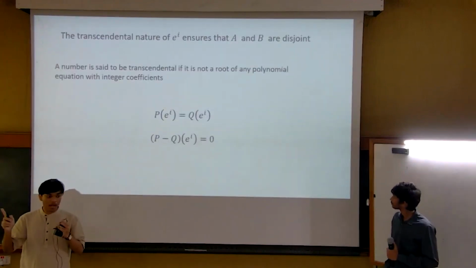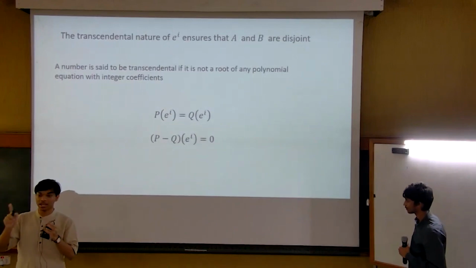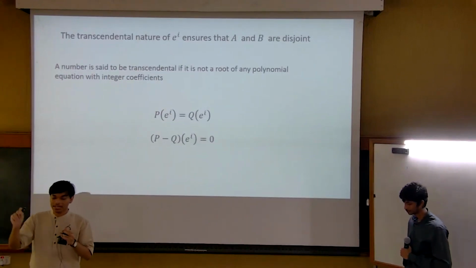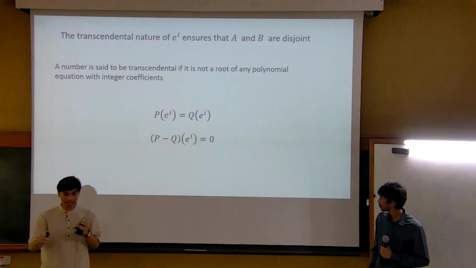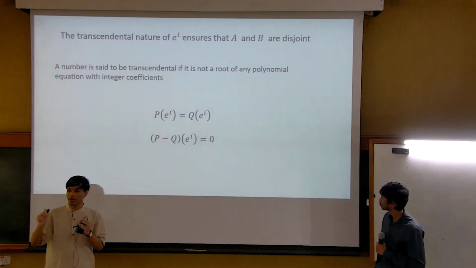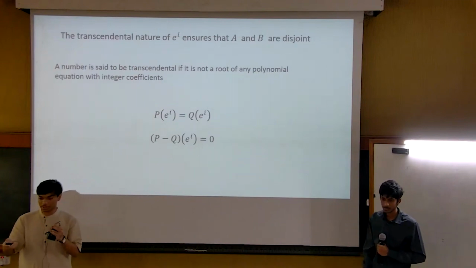A and B are disjoint. This is because e to the i is transcendental. We take this fact for granted in this presentation. This means that e to the i is not the root of any polynomial with integer coefficients.